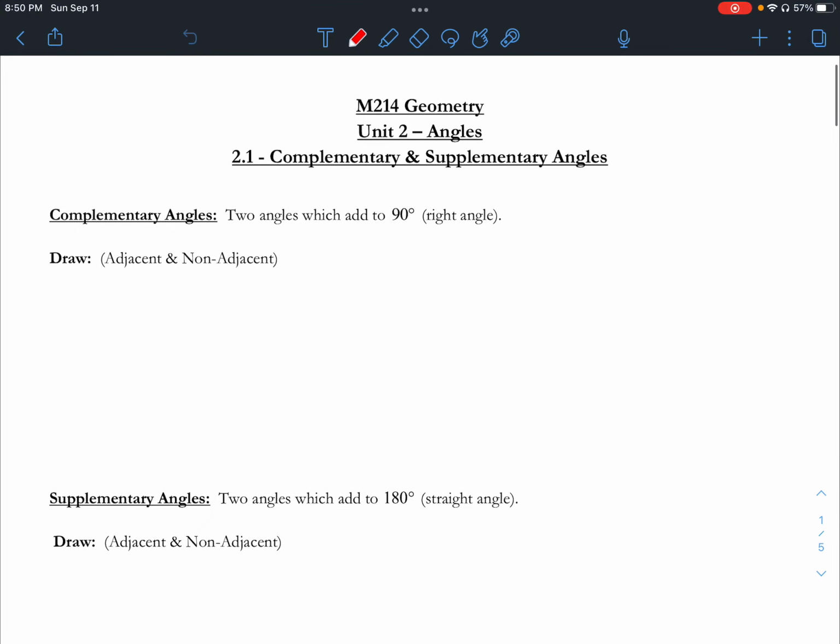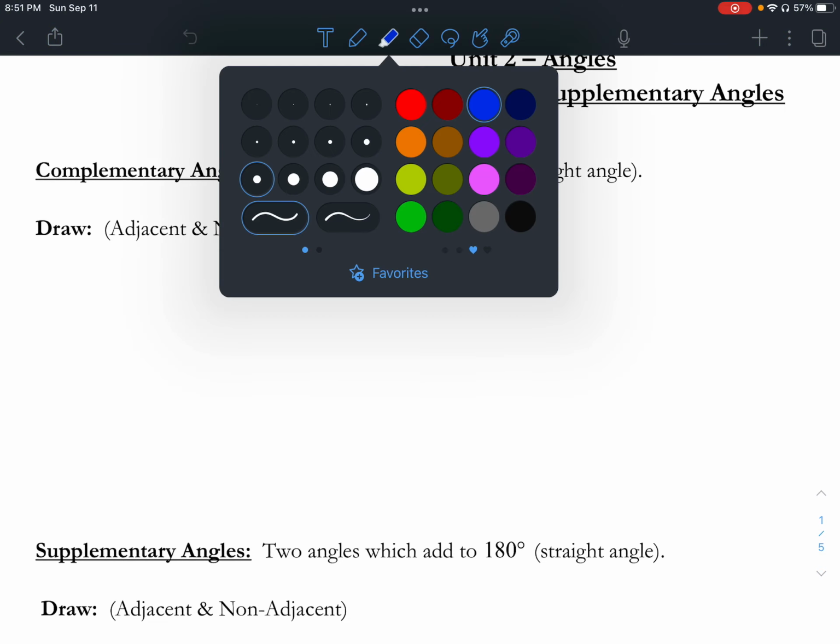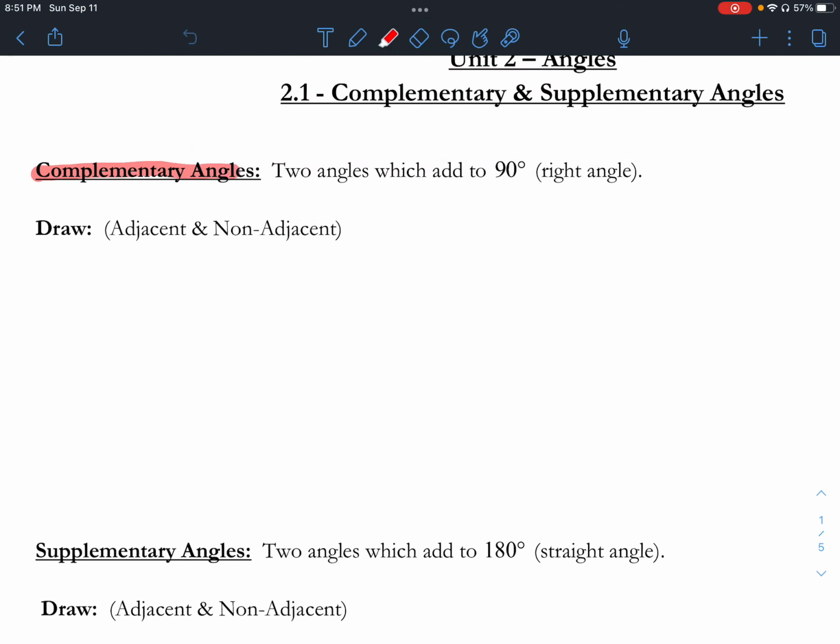Hey friends, so today we're going to go over the new notes that we have for chapter 2 or unit 2. This is going to be dealing with a bunch of angles that we're going to be mentioning. So today we're going to focus on these words that are called supplementary angles, or I'm sorry, complementary angles. Complementary angles are just things that add up to 90 degrees.